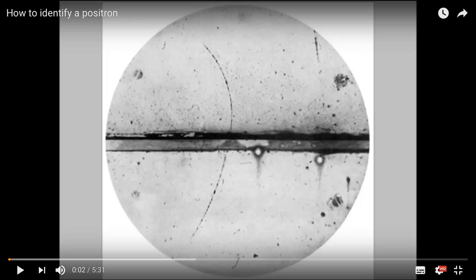Now the advantage of putting that metal plate is that if you have a charged object crossing this metal plate, it will lose some of its energy. So before it passes the plate, it will have a larger energy than after it passes the plate.